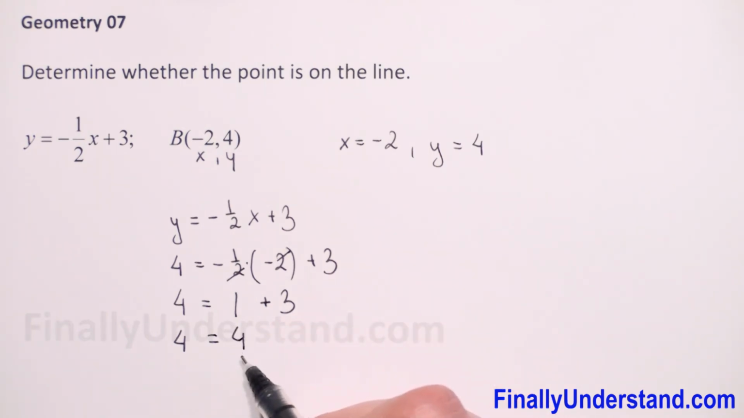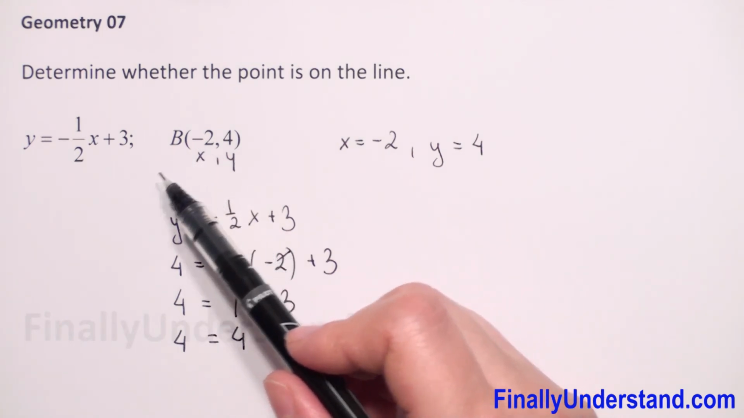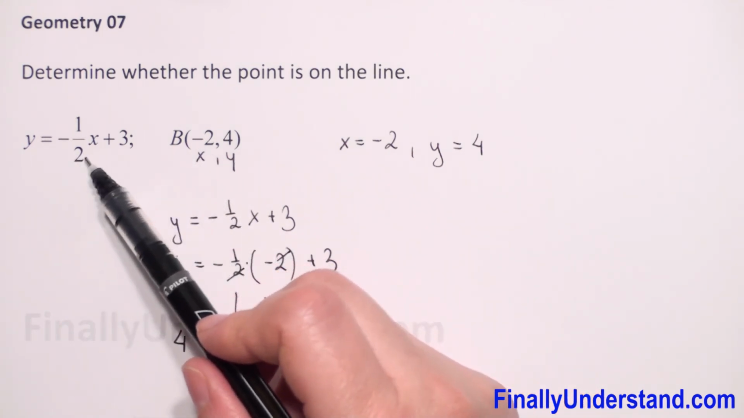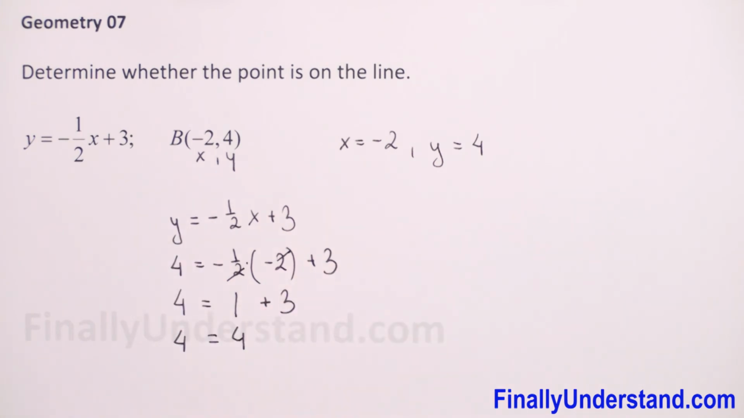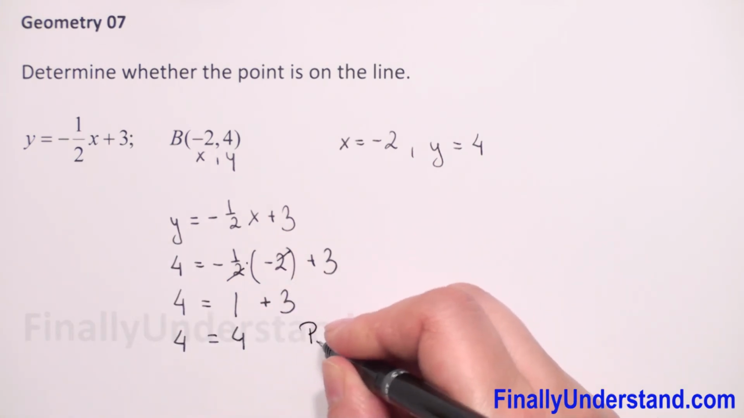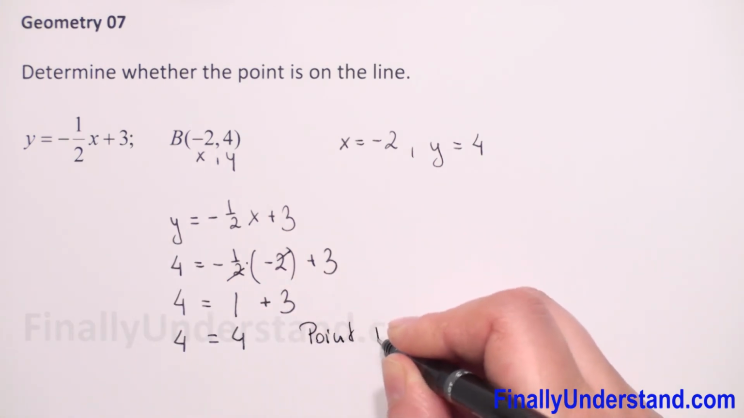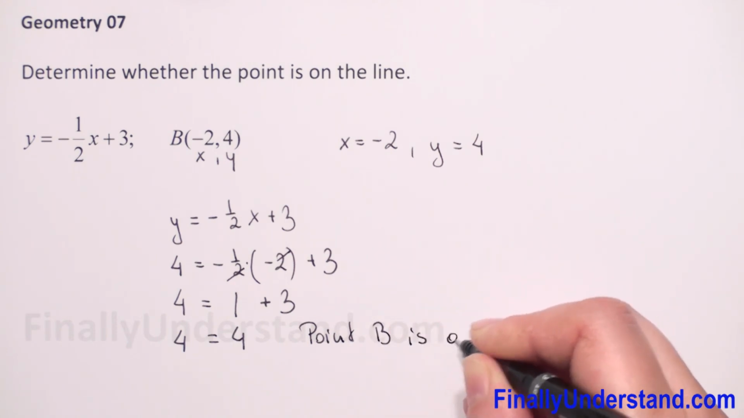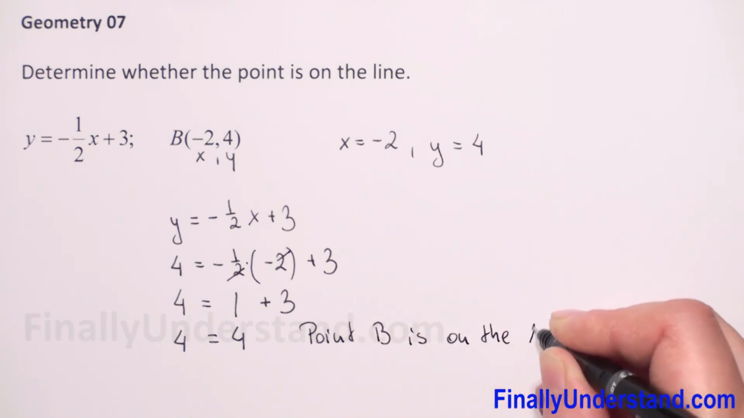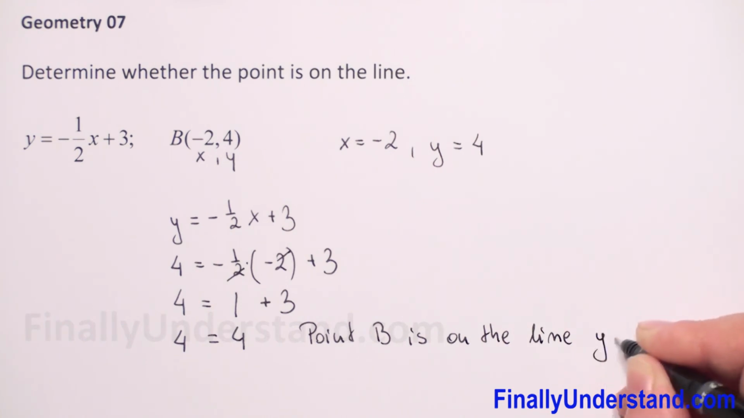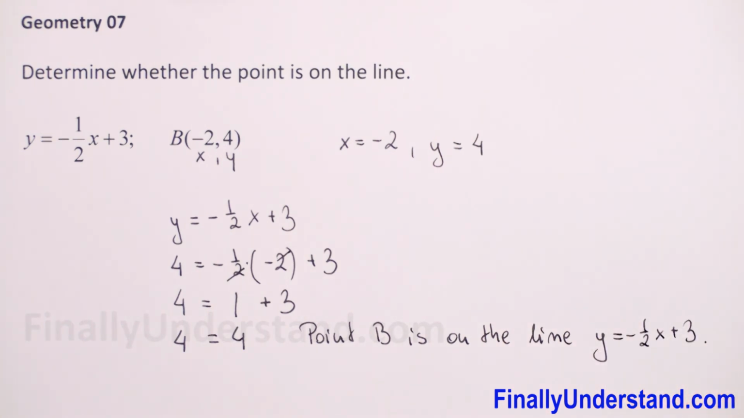The left side is equal to the right side. It means that point B is on the line y equals -1/2 x plus 3. We can write: point B is on the line. This is my solution.